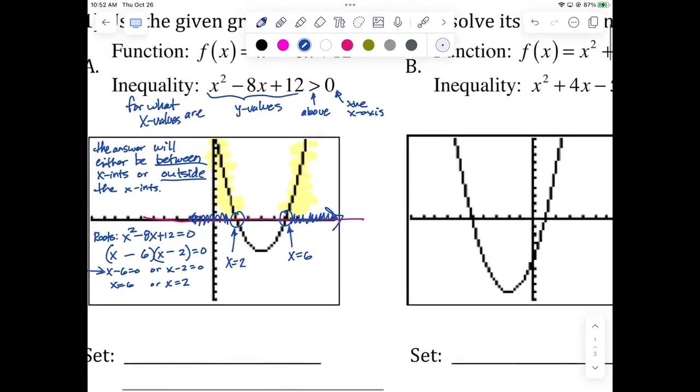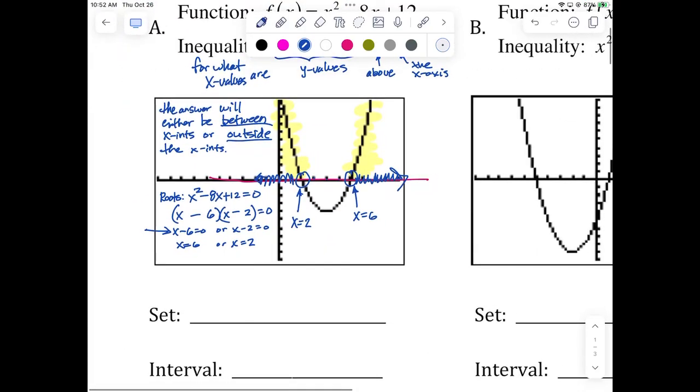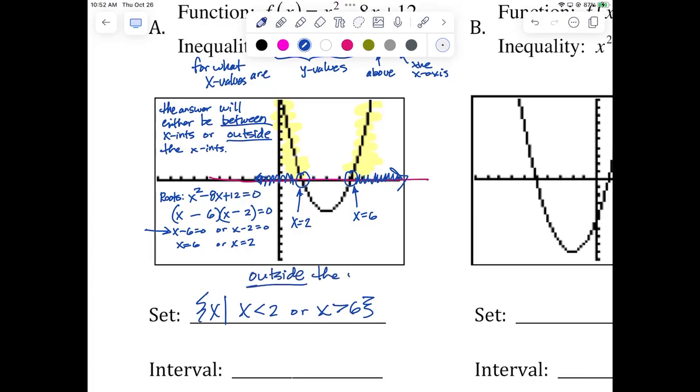So now we just answer the question. In set notation, it's going to be the set of all x such that x is strictly less than 2 or x is strictly greater than 6. It's outside the x-intercepts.